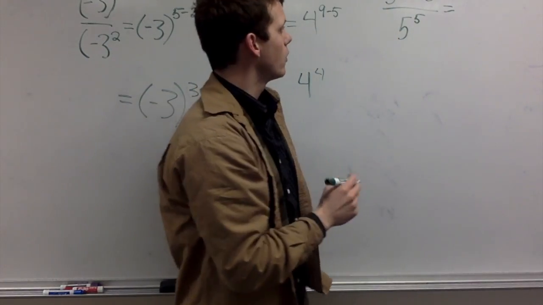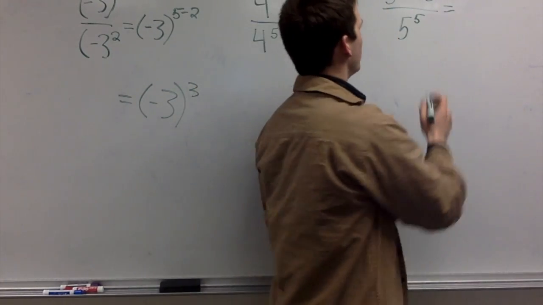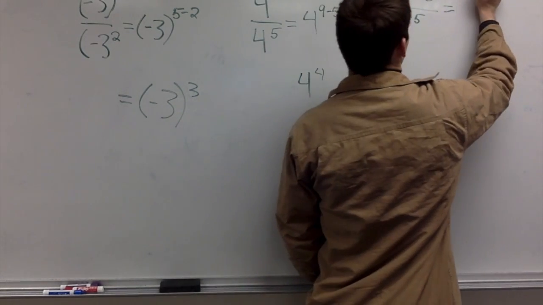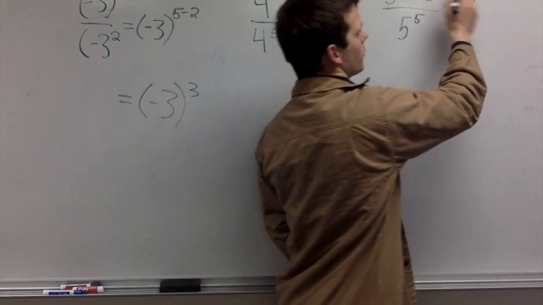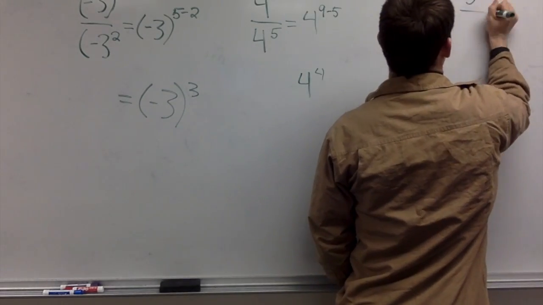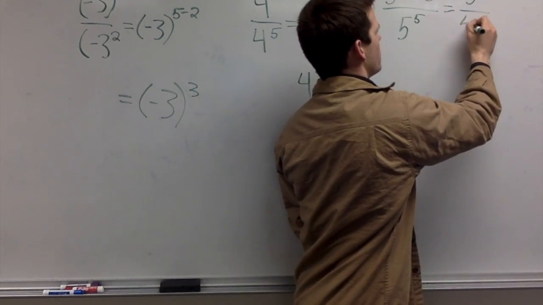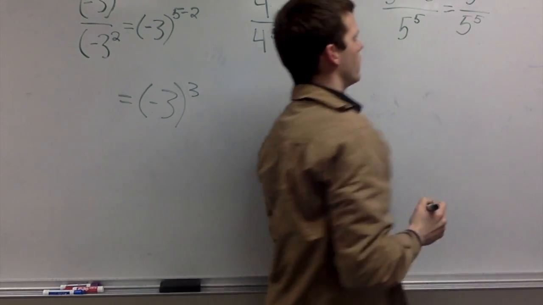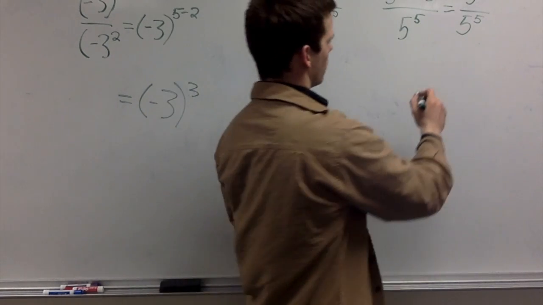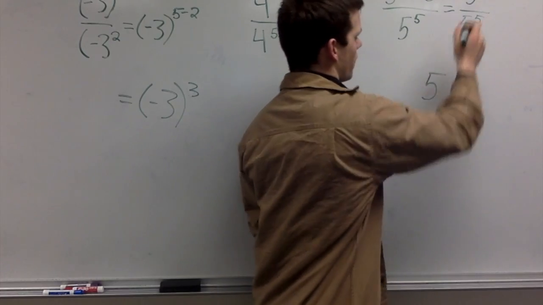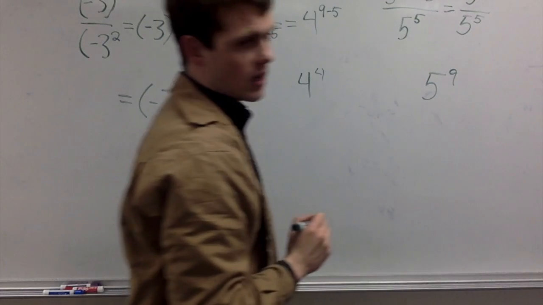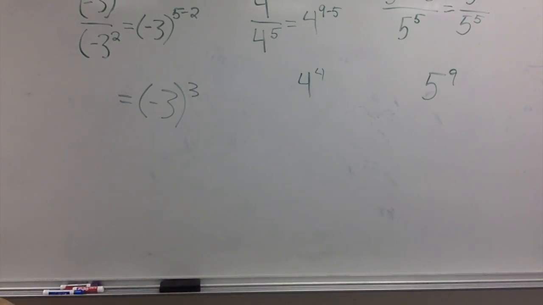Now here, we get a little trickier. We get 5 to the 9th times 5 to the 6th. So we already talked about this. We add our exponents. Now this just comes along. Then we have 5 to the 14th over 5 to the 5th, which is then 5 to the 14 minus 5, which then is 5 to the 9th.